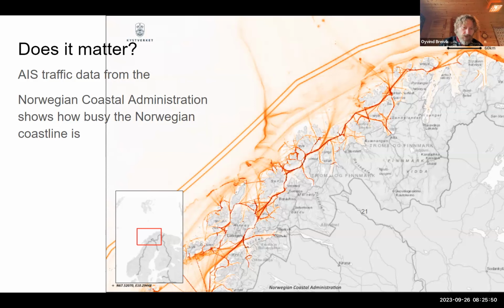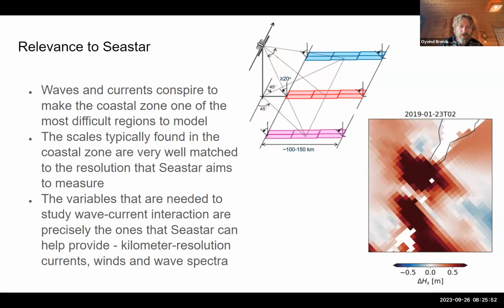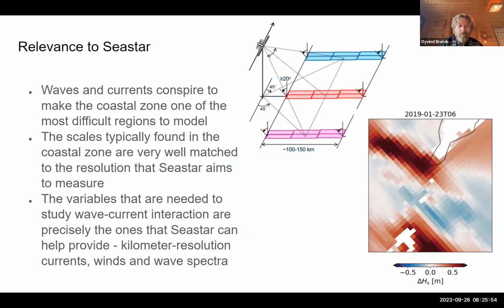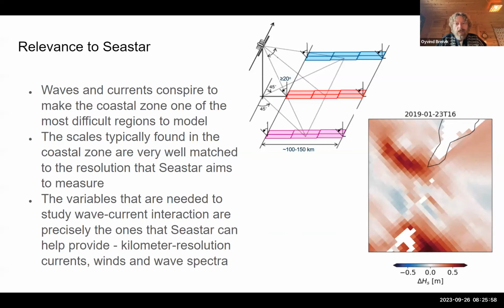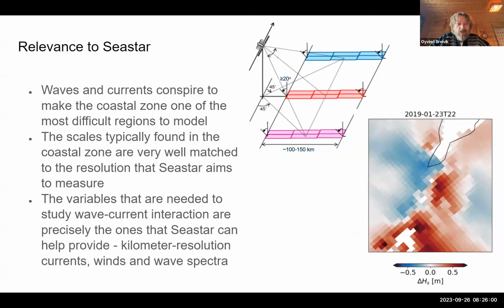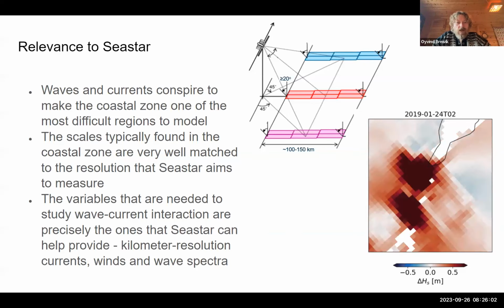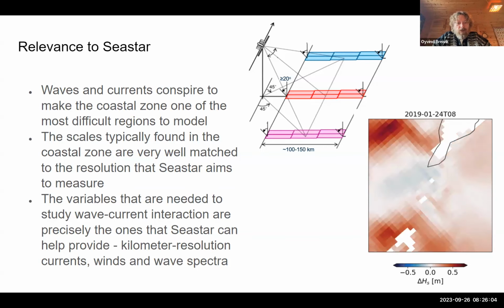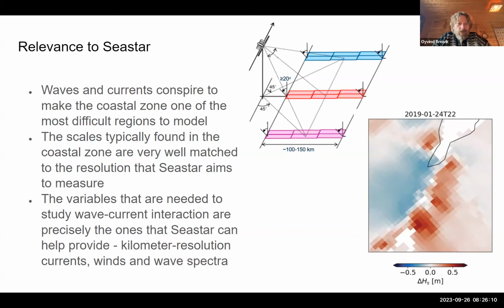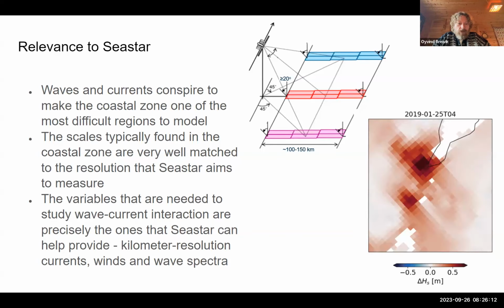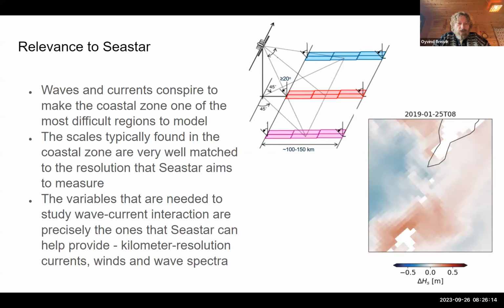If we skip to the last slide, I would like to summarize the relevance to SEASTAR as I see it, and as Antonio sees it. Waves and currents tend to conspire to make the coastal zone one of the most difficult regions to model. And the scales typically found in the coastal zone are very well matched to the resolution that SEASTAR aims to measure.